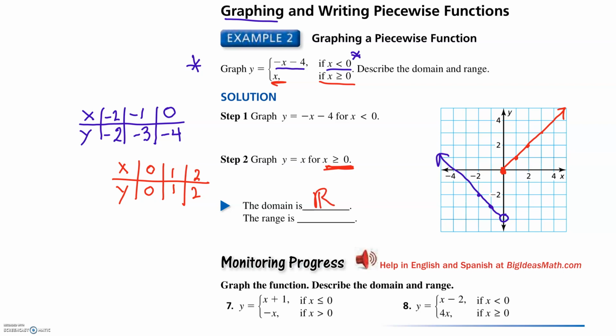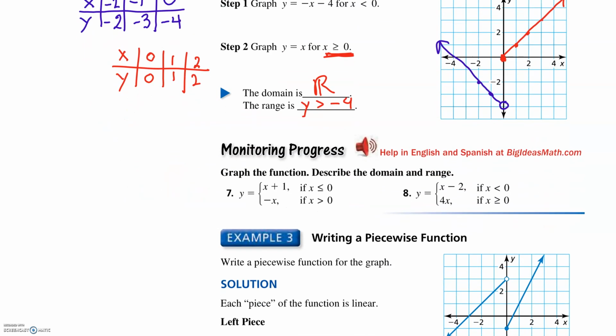The range, I want you to look carefully at the range. Negative 4 is as low as it goes, but we didn't include negative 4. We do go up forever, so we're going to have everything greater than negative 4. There's no equal sign because this little circle is open at 0, negative 4. So we don't include the negative 4. We're going to skip over the monitoring progress this time.